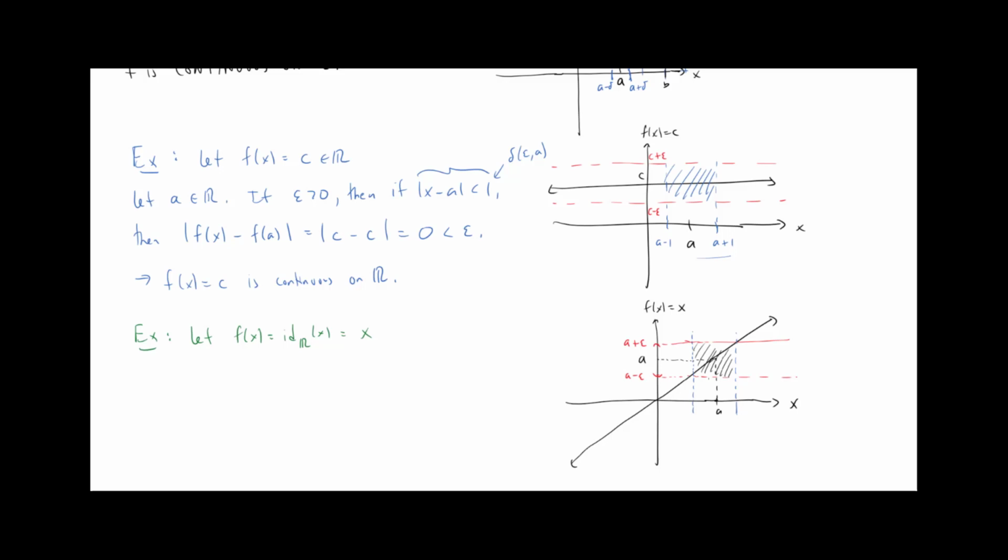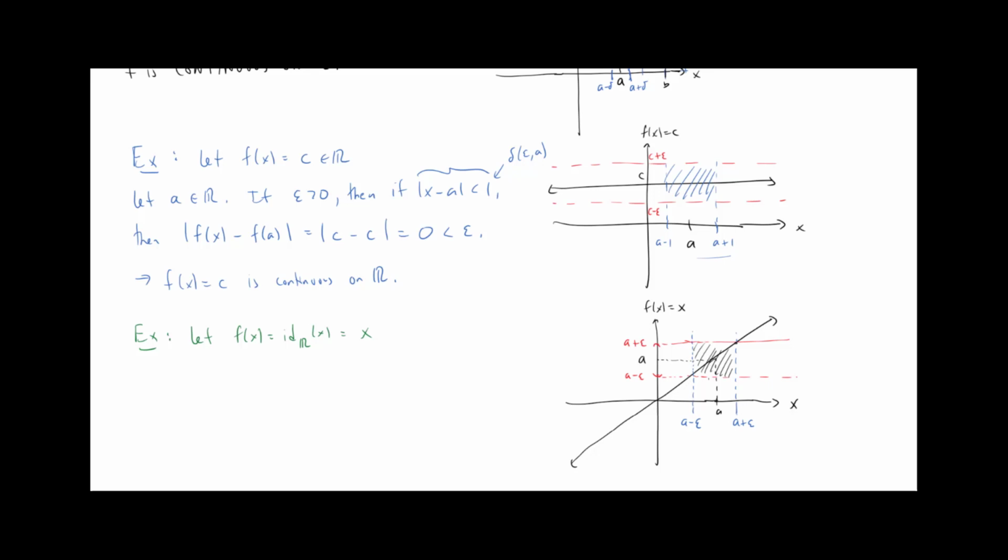And the function does not leave the box. Okay, well, how wide was this? Well, since this is the line y equals x, then if this output over here is a plus epsilon, then this input down here better be a plus epsilon. And similarly, since this output was a minus epsilon, this could be a minus epsilon. So in this case, I should be using, it looks like, a delta equal to epsilon.